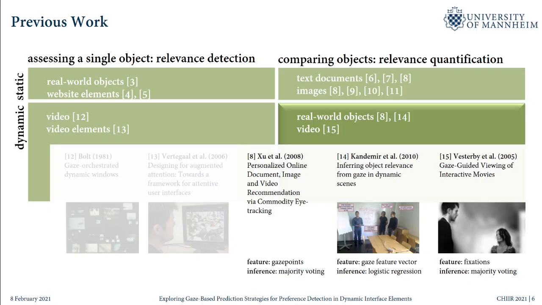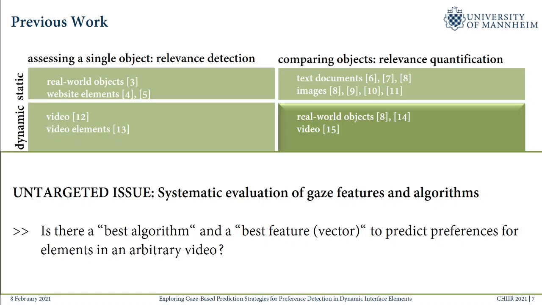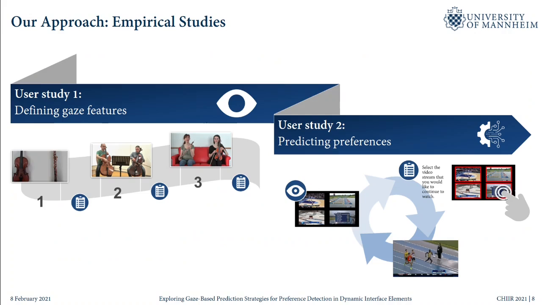But what is striking is that, to the best of our knowledge, all the evaluations of previous work are based on a fixed gaze feature and one seemingly randomly chosen prediction algorithm. We could not find any systematic evaluation that investigates whether there are some universal gaze features in conjunction with a specific algorithm that outperform all other feature algorithm configurations.